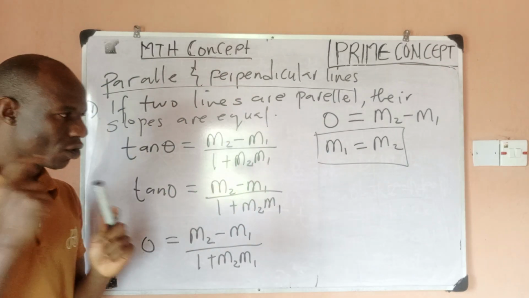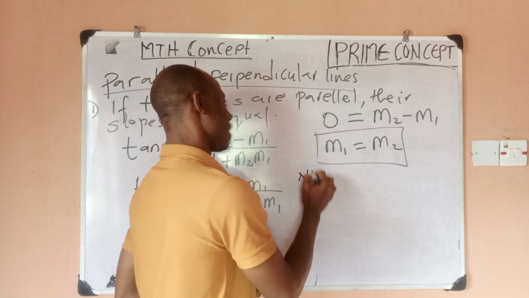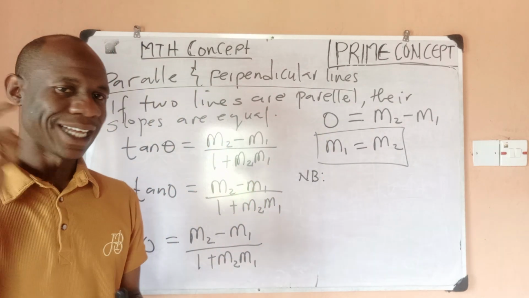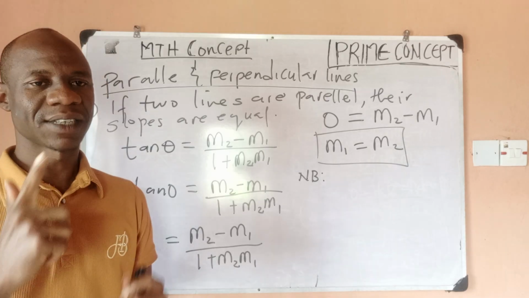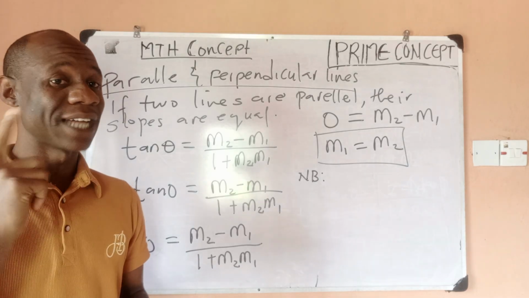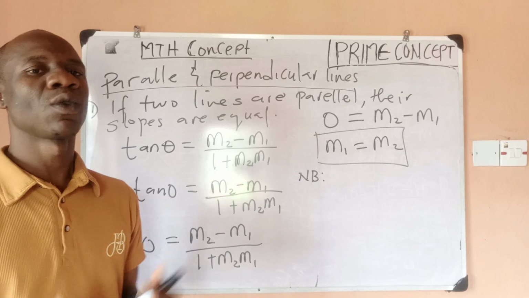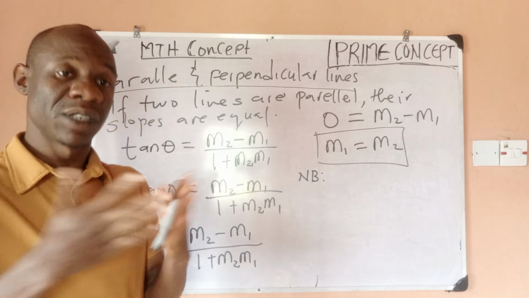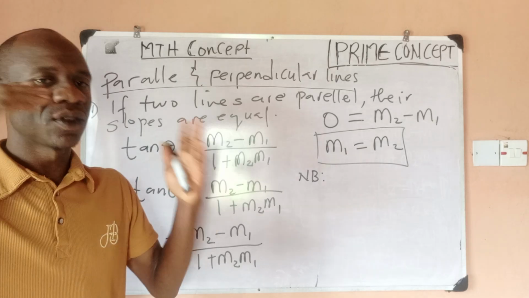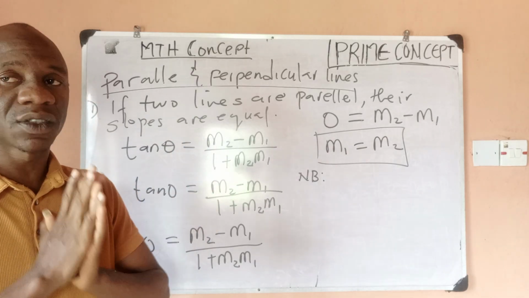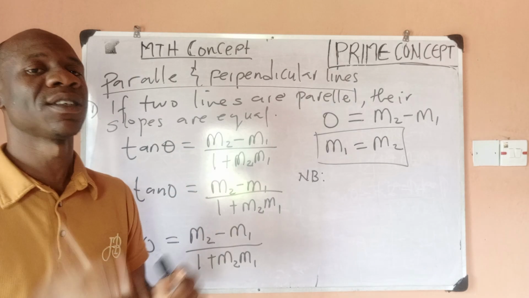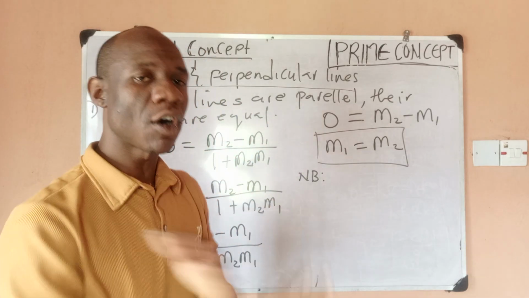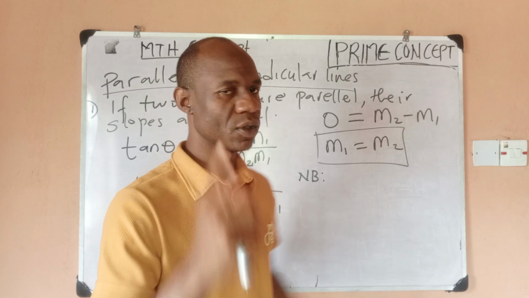But one thing you should note also as an additional point is that if two lines are parallel, their intercepts are not necessarily equal, except if those two lines coincide on each other, which still means that they are parallel, right? But otherwise, their intercepts are not necessarily equal. So when two lines are parallel, the quantity that is equal for them at all times is their slope. So take note of that.